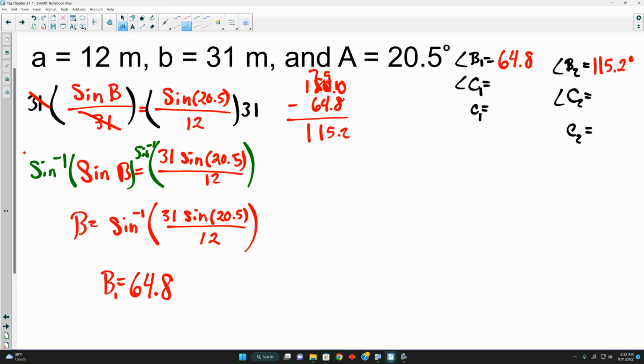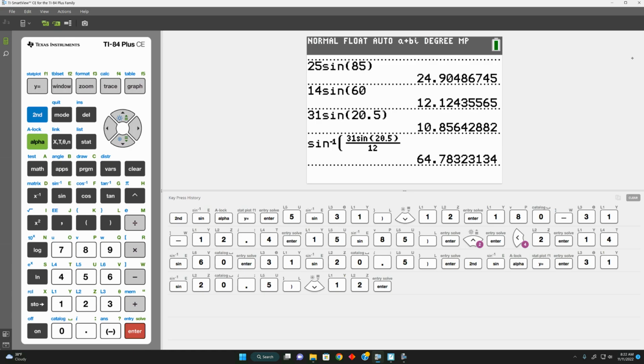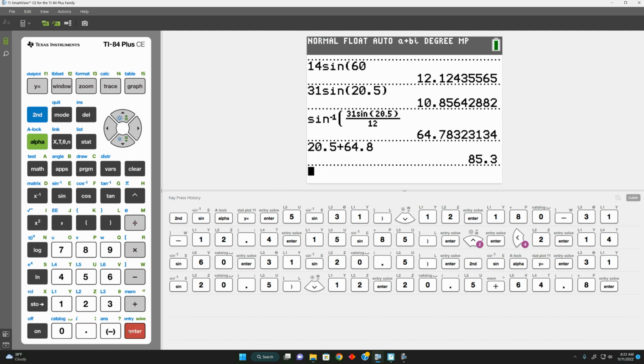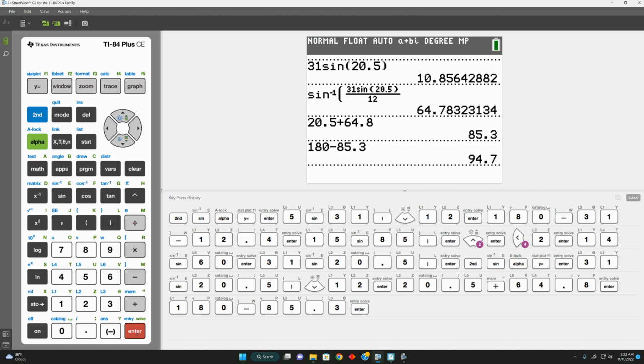Questions on this so far? Now to find C1, we add 20.5 degrees and 64.8 degrees and subtract it from 180. So 20.5 plus 64.8. That there, 180 minus 85.3, which tells us C1 is 94.7 degrees.